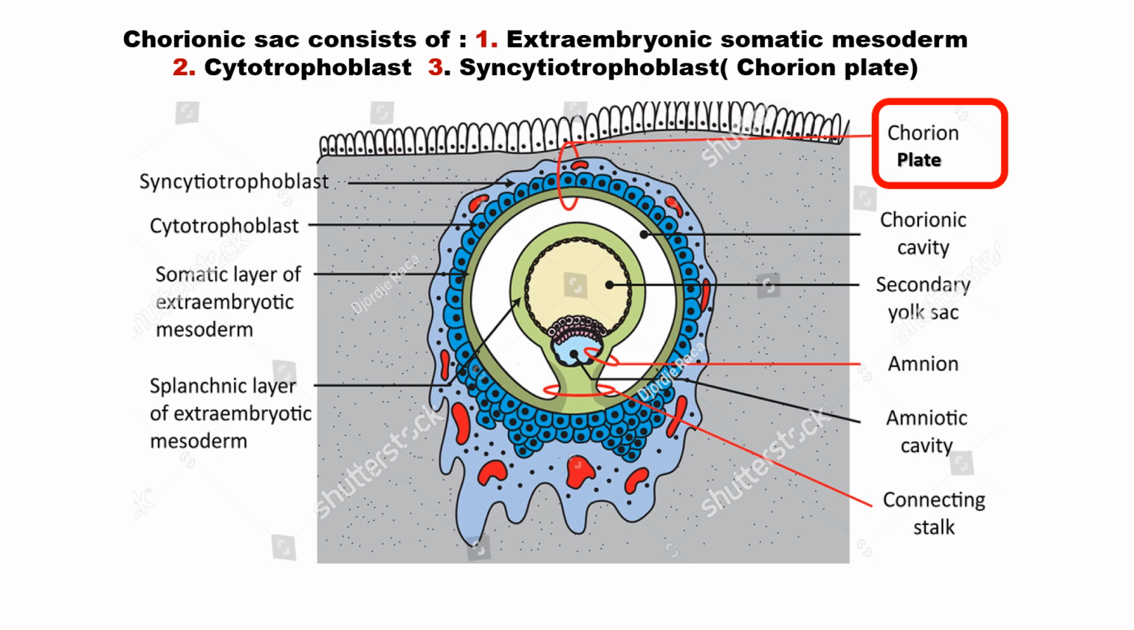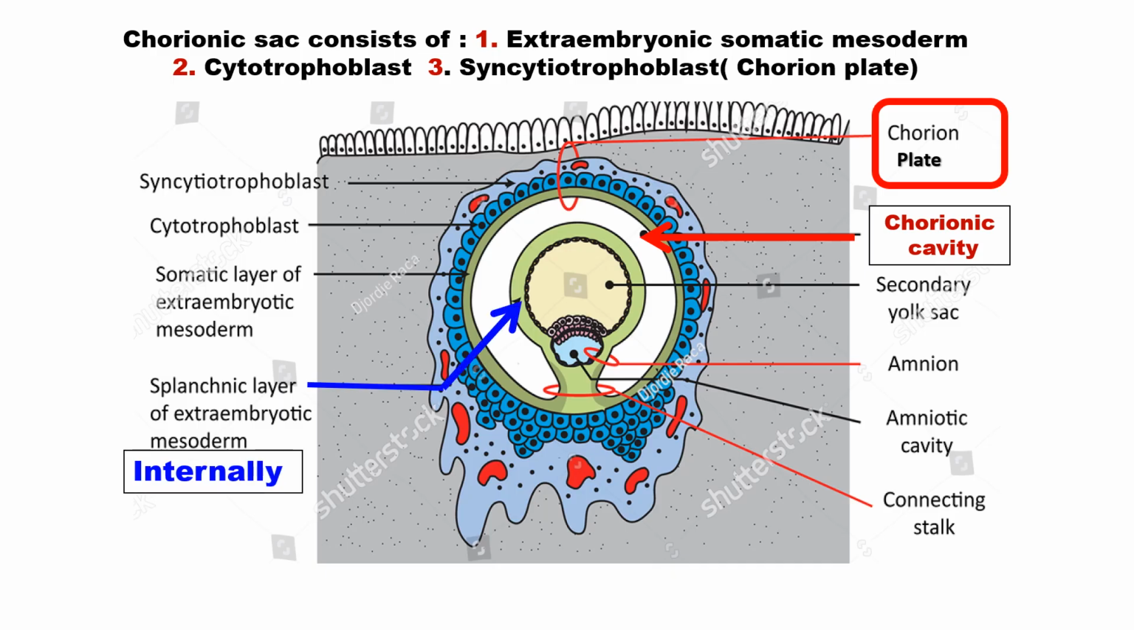The chorionic sac therefore consists of the chorionic cavity, which internally is lined by splanchnopleuric extraembryonic mesoderm lining the secondary yolk sac. Externally it's lined by three layers: the somatopleuric layer of extraembryonic mesoderm, external to it is the cytotrophoblast, and the outer layer is the syncytiotrophoblast. These layers form the external lining of the chorionic cavity.